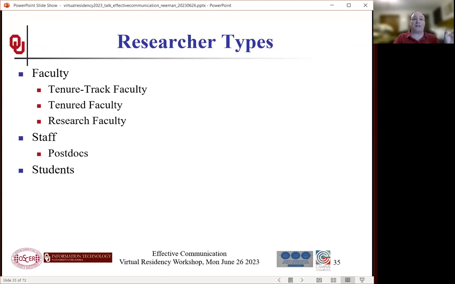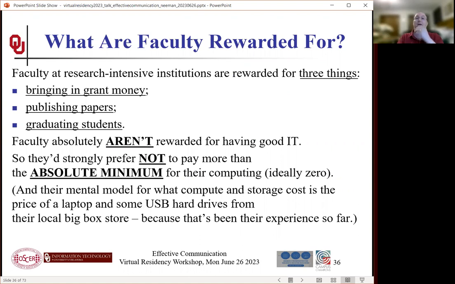If you're at a government lab, faculty and staff are really more or less the same kind of thing. Same thing typically at a nonprofit research institute. I'll be perfectly honest and say in the commercial space, I don't really know. Okay. At academic institutions, which is I think where most of us are from, what are faculty rewarded for? They're really rewarded for three things. And by the way, depending on the nature of the institution, the order in which these matter adjusts. But bringing in grant money, publishing papers, graduating students.